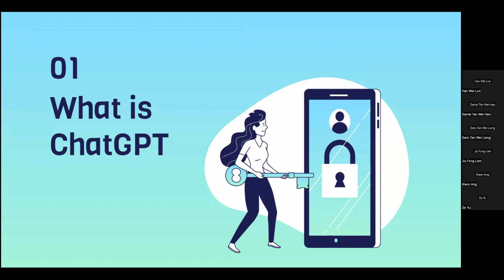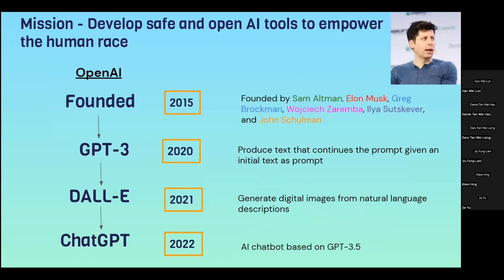So exactly what is ChatGPT, right? ChatGPT was created with the mission to develop safe and open AI tools to empower the human race. It was founded under an organization called OpenAI, which used to be a non-profit organization when it was founded. It was just a research wing. It was founded by a couple of people, with notable names Sam Altman, who is currently still the CEO of OpenAI, as well as Elon Musk, who has left the board since 2018, and a few other notable names. These are the co-founders of OpenAI, which is the parent of ChatGPT. So whatever we see here under founded, like GPT-3, DALL-E, and ChatGPT, they are all under the OpenAI ecosystem. So OpenAI is the parent company.